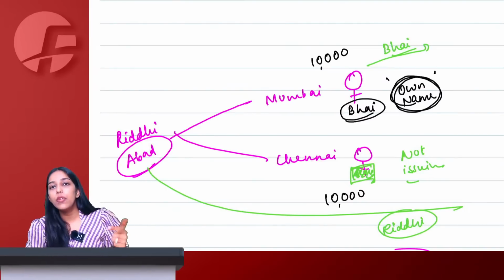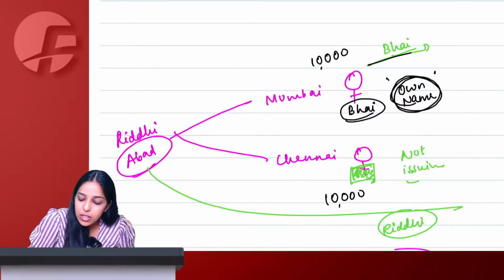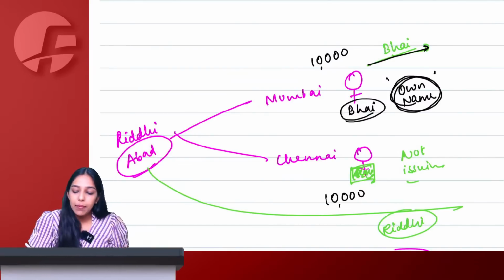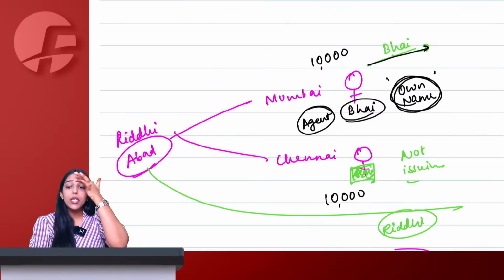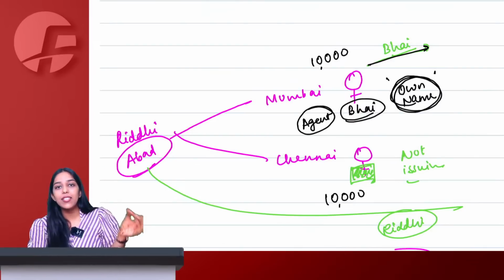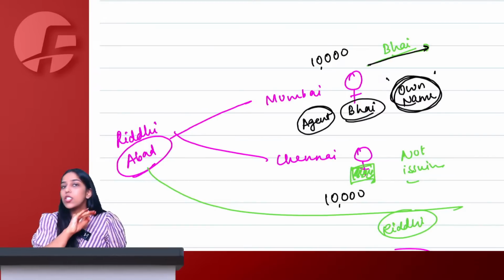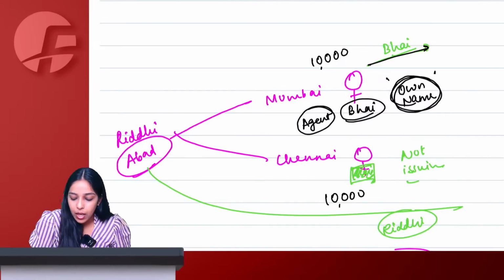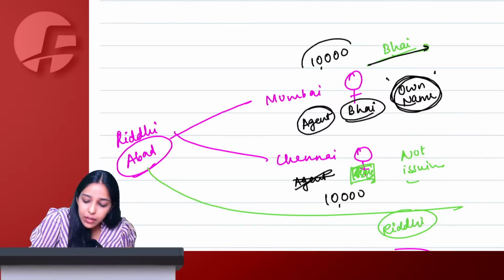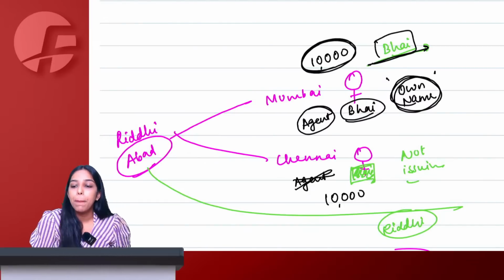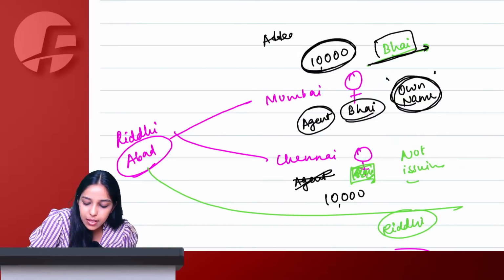According to invoice rule, you will check who is the agent. Because Bhai has issued invoice in the own name, Bhai is my agent according to GST. And according to common terms, Anna might be my agent, but he is not an agent according to GST because he is not issuing invoices in own name. So Anna is not my agent.